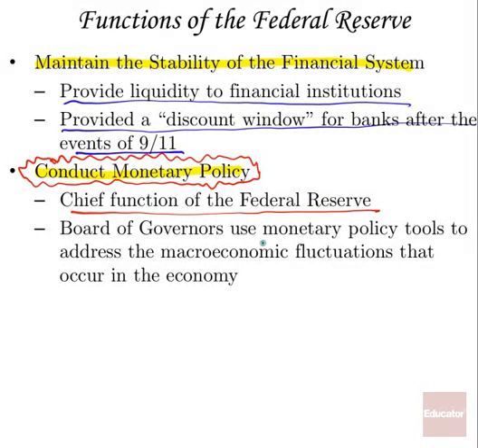The Board of Governors, they use monetary policy tools to address the macroeconomic fluctuations that occur in the economy. Some people might argue that fiscal policy is more important, but the standard view is that with monetary policy, you can directly attack what's going on in the economy, whereas with fiscal policy, you have the president and Congress, and there's a lot of compromise that takes place. The Federal Reserve, through the FOMC, can directly either raise the rates or lower the rates, and has more of a direct influence on the economy.